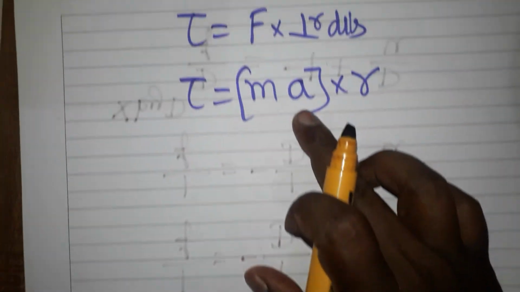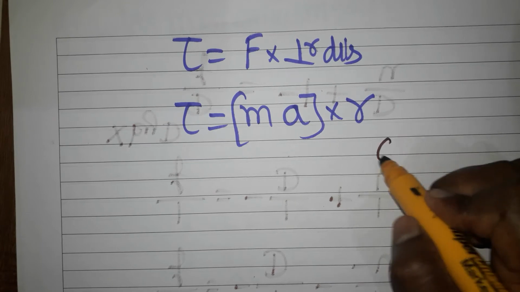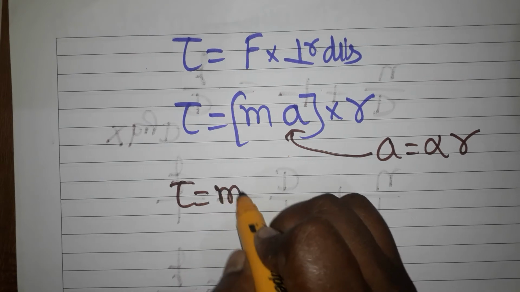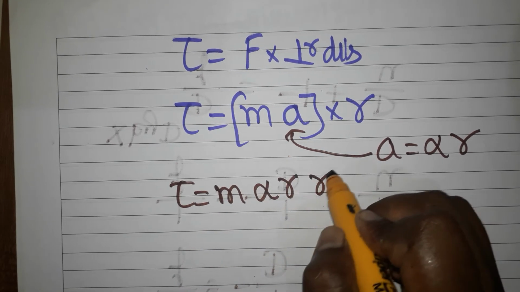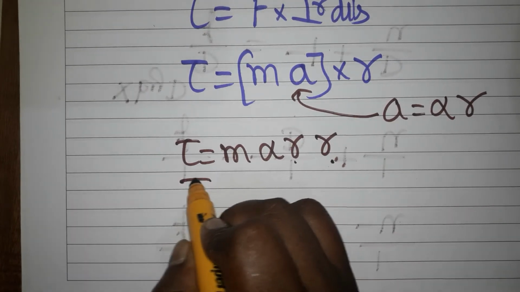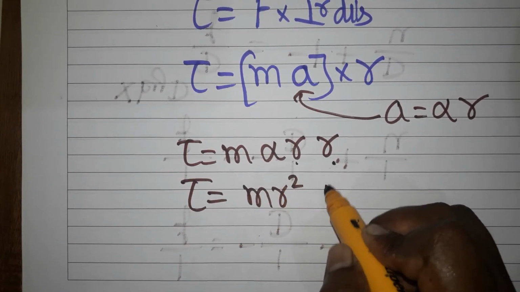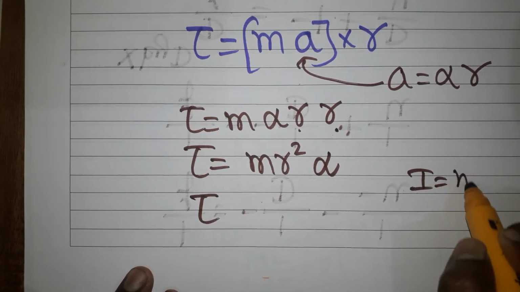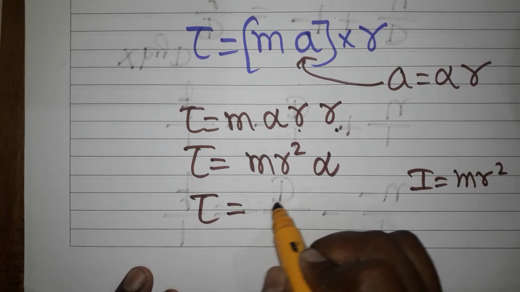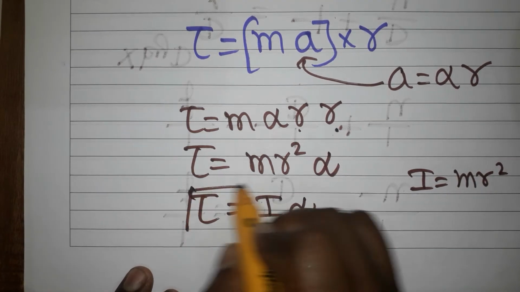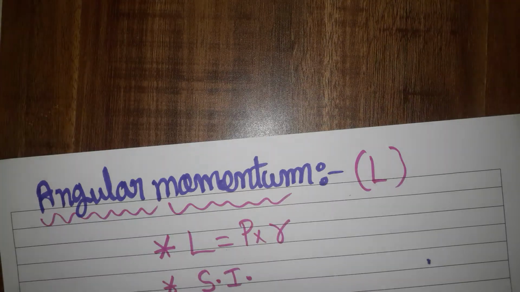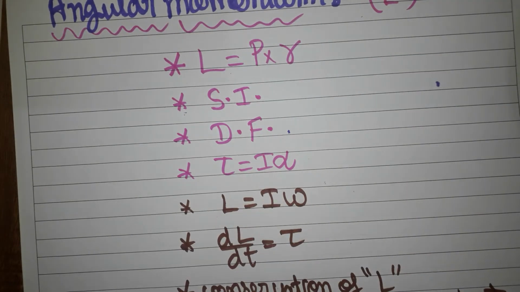So here I have torque. I have a is equal to alpha times r; just substitute here. Torque is equal to m alpha r into r, radius square, m r square. So torque is equal to m r square alpha. What is m r square? We call it inertia, I is equal to m r square. So torque is equal to I alpha. We proved torque is equal to I alpha. Next, L is equal to I omega, angular momentum is equal to I omega. That's what we are going to prove.